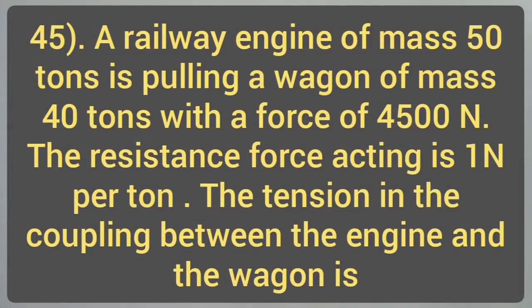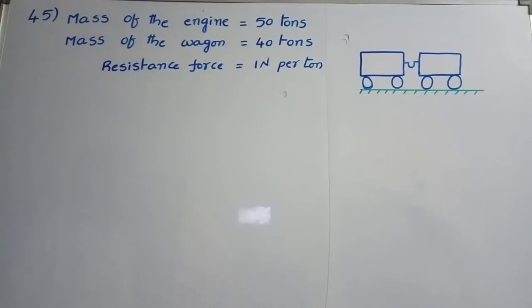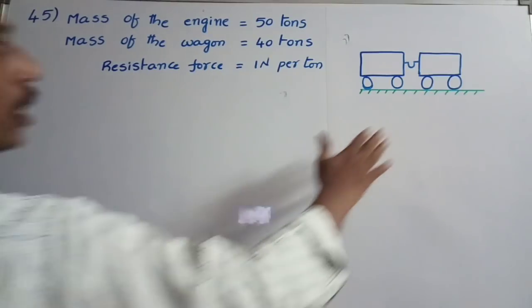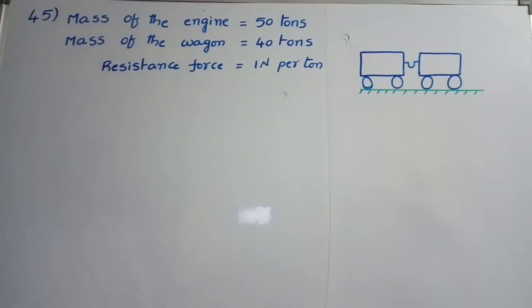Problem number 45. A railway engine of mass 50 ton is pulling a wagon of mass 40 ton with a force of 4500 Newton. The resistance force acting is 1 Newton per ton. The tension in the coupling between engine and the wagon is. According to the problem, mass of the engine is 50 ton, mass of the wagon is 40 ton. Here resistance force is acting 1 Newton per ton. In this problem, this engine pulls the wagon with a force of 4500 Newton.